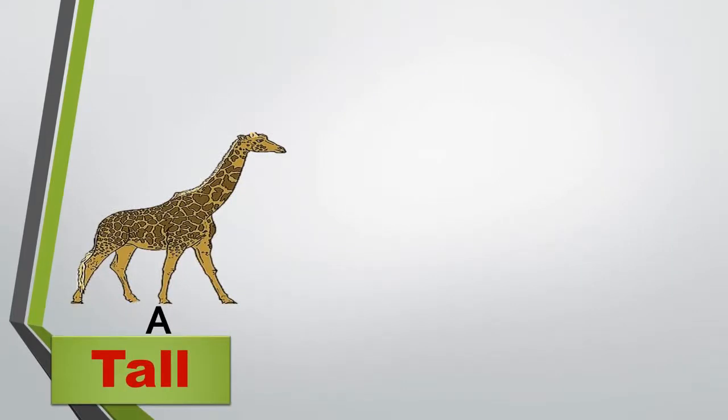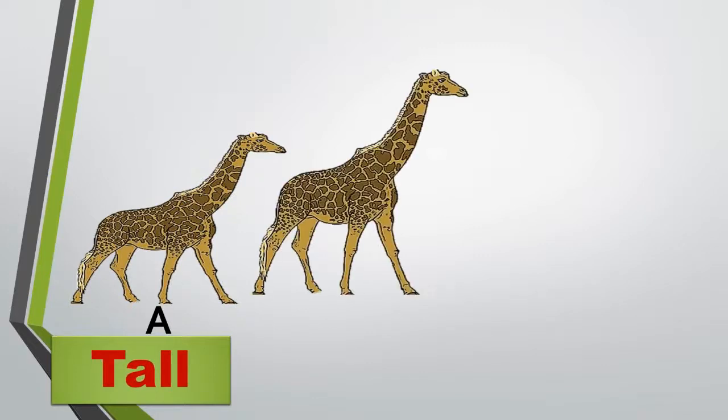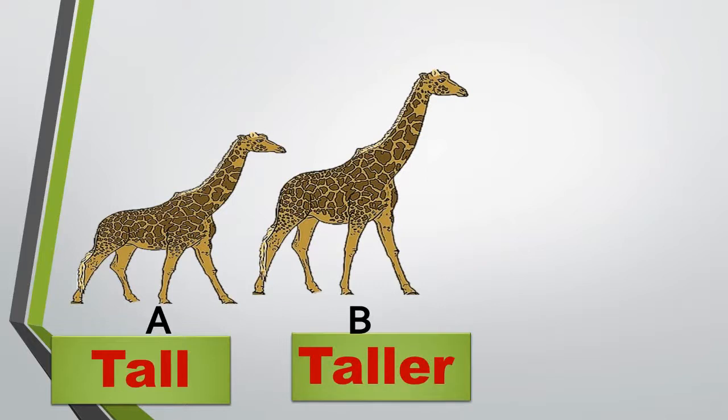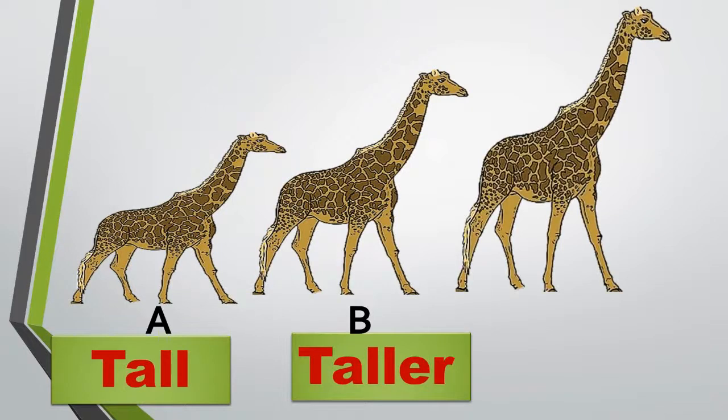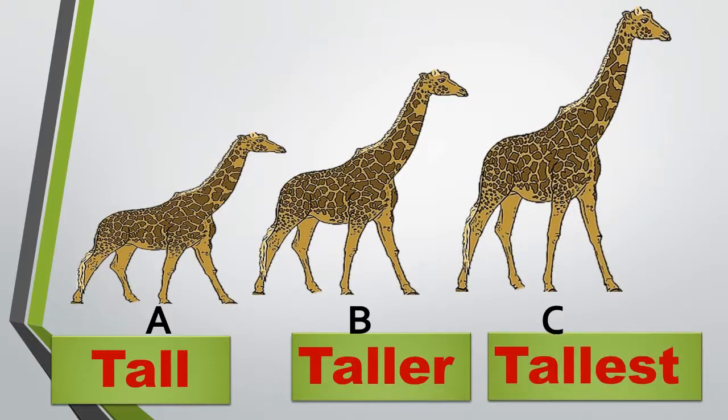Now student, in this example I bring giraffe A. This is a tall giraffe. Now I am bringing another giraffe. This giraffe is B. Now this giraffe B is taller than giraffe A. Now I am bringing another giraffe, giraffe C. This giraffe is taller than giraffe B and giraffe A. It means giraffe C is tallest among all.